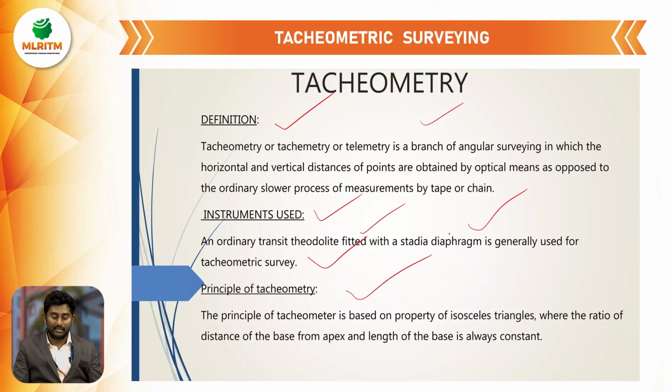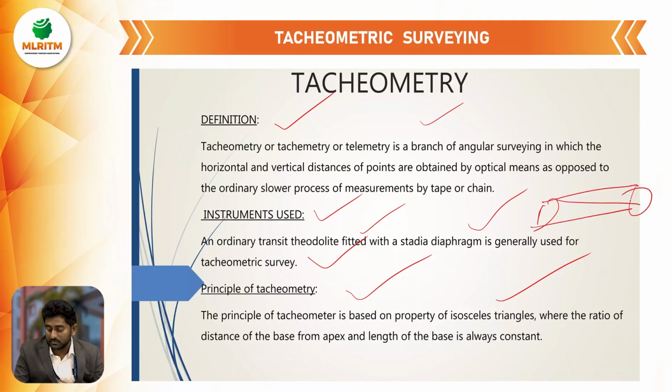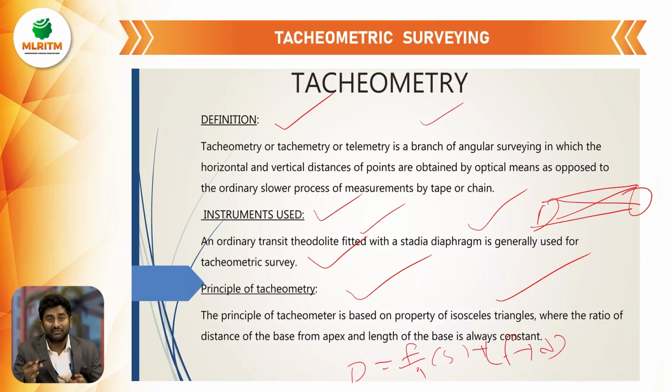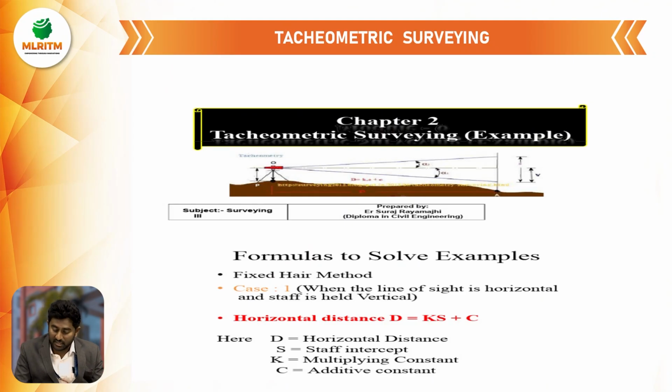The principle of tacheometry is the isosceles triangle. Isosceles triangles are inserted in the telescope at the objective vane. So the isosceles triangles are inserted, and the ratio from the apex to the base should always be constant. D equal to F by I into S plus F plus D. So F by I is focal length by image into S plus F plus D. This is the additive constant. This is the multiplying constant of the telescope of the tacheometry constant. So formulas should be solved.